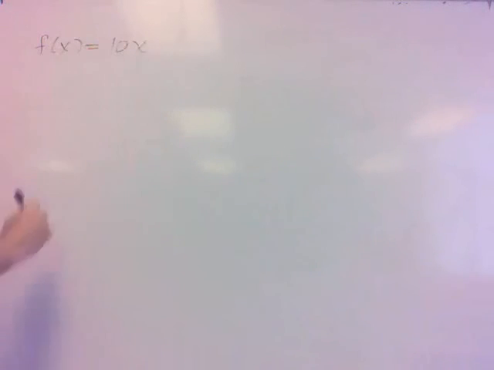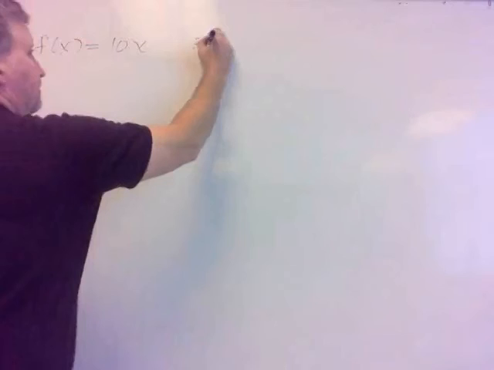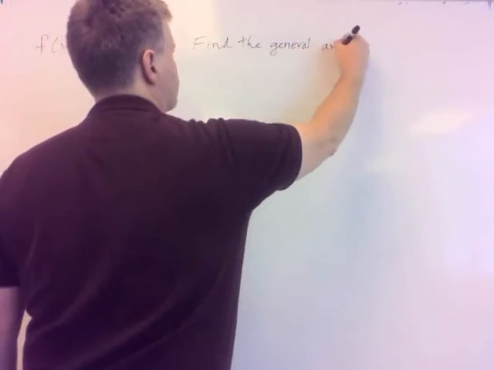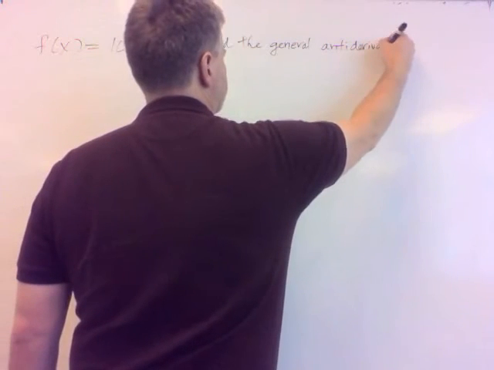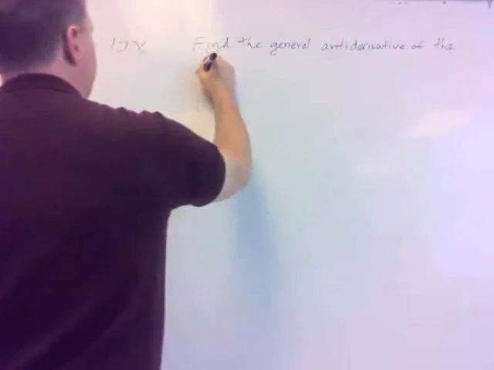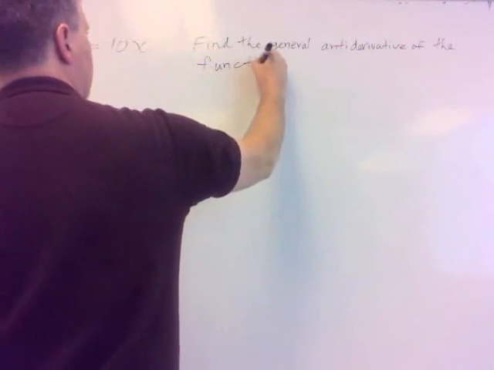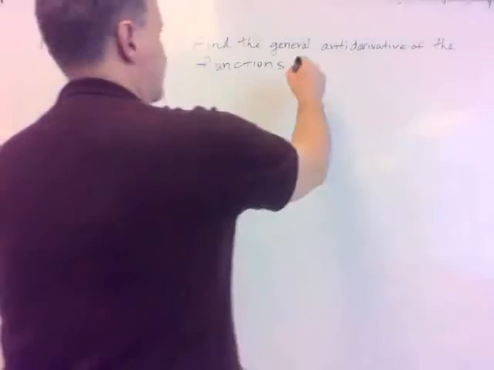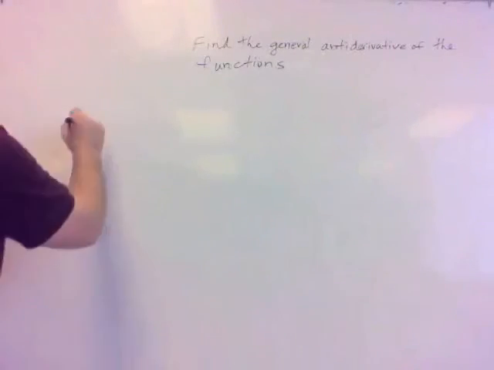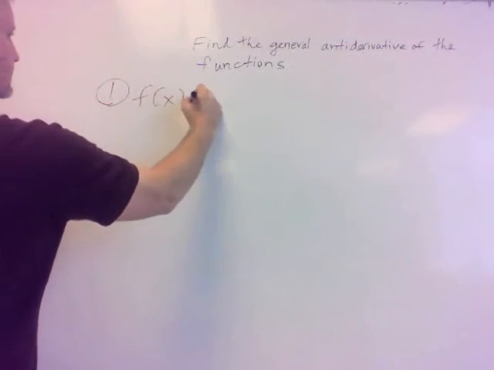Say I have f of x equals 10x, and let me state it just how they will state it in the book. Find the general antiderivative of this function. Okay, find the general antiderivative of the functions that I'm fixing to do. All right, so number one is f of x equals 10x.